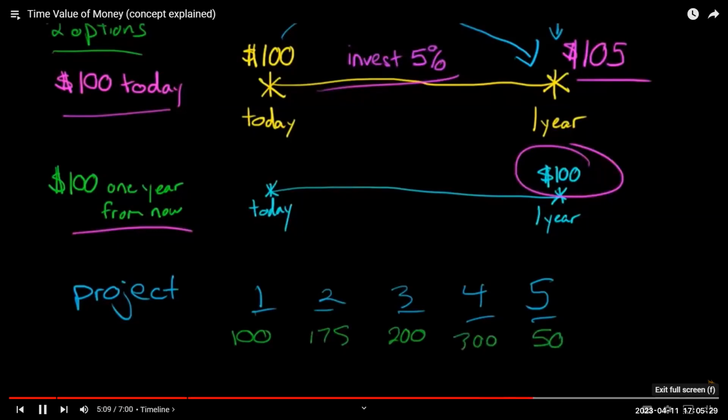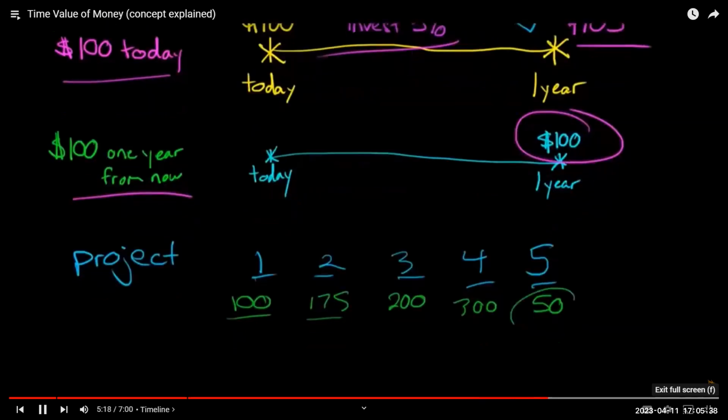Now we know we're estimating these cash flows, but for example, here in year 5, that $50, we can't just add all these together and say this is how much it's going to generate from this project. We have to take into account that $50 5 years from now is not worth the same as $50 today. So what we're going to do is account for this time value of money.